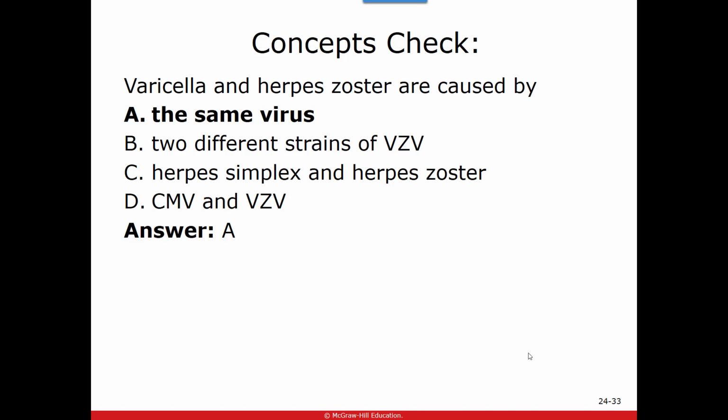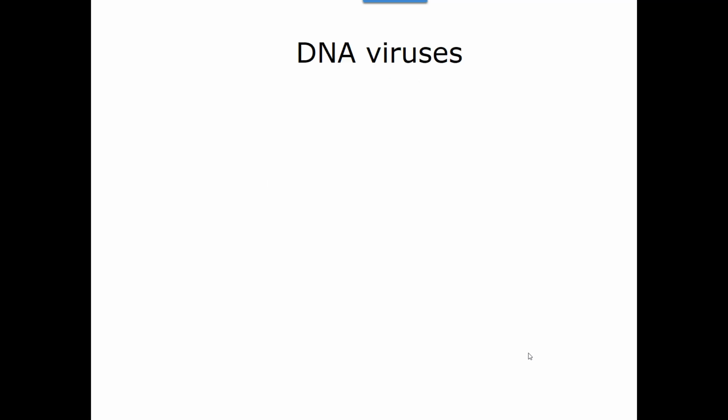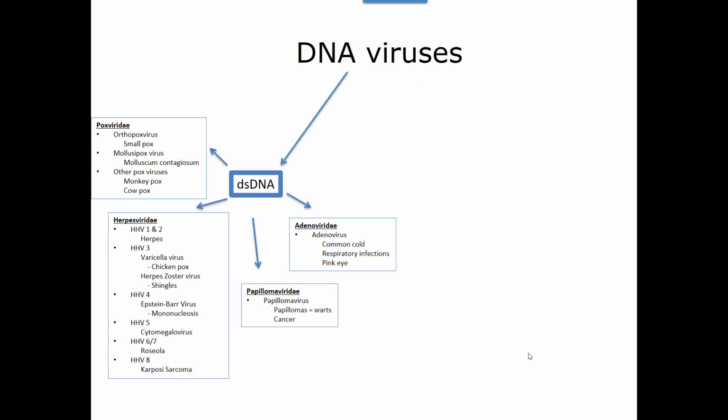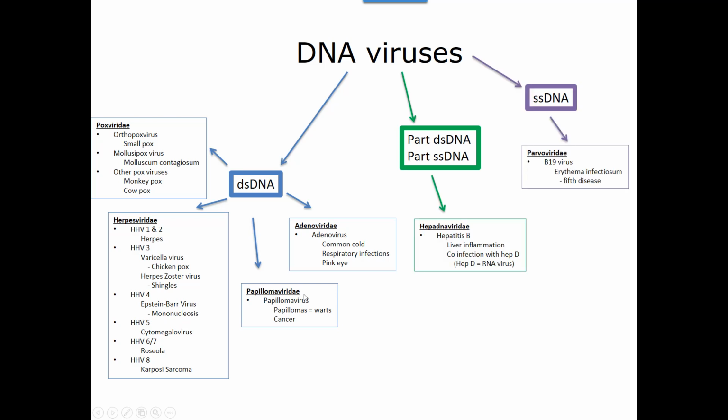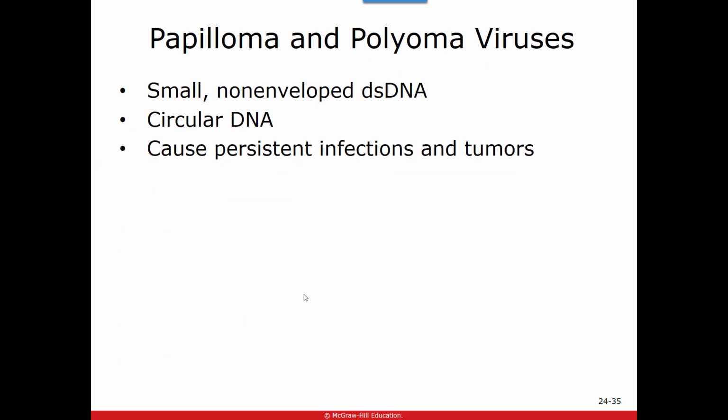Now, moving on to our next DNA double-stranded group, it's the Papillomaviridae group. It's in this group we have what we call papilloma and polyoma viruses. So they're small, they're non-enveloped, they're double-stranded DNA. Their DNA is circular in shape, and they usually cause persistent infections, ones that take a long time to go away, as well as developing some tumors.